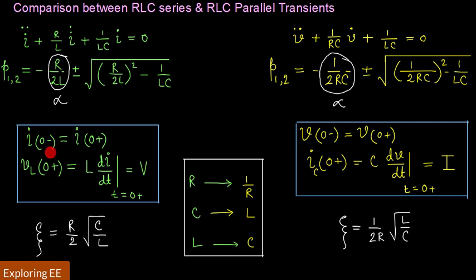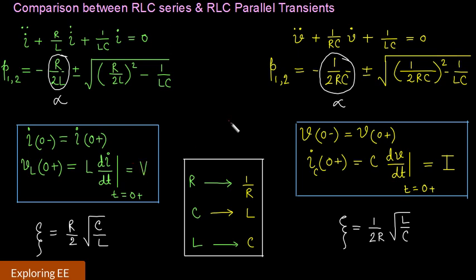For an initially relaxed series RLC circuit, due to the presence of the inductor, the initial current before the switch is turned on at t equal to 0 is the same as the current just after the instant the switch is on, that is I(0 minus) equals I(0 plus). And since the inductor initially acts like an open circuit, the voltage across the inductor at t equal to 0 plus, given by L di/dt, is equal to the entire DC source voltage V.